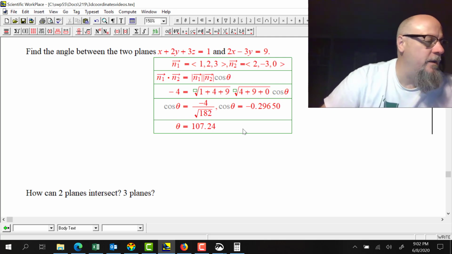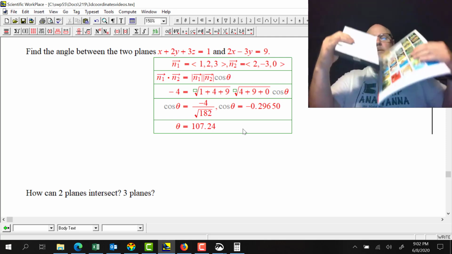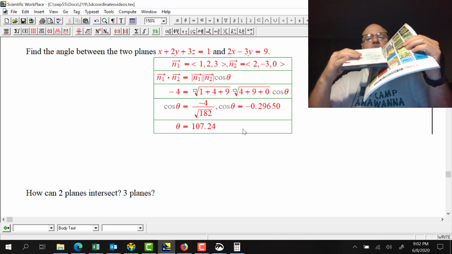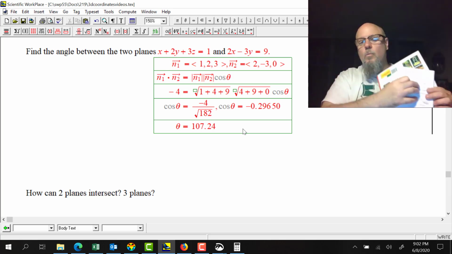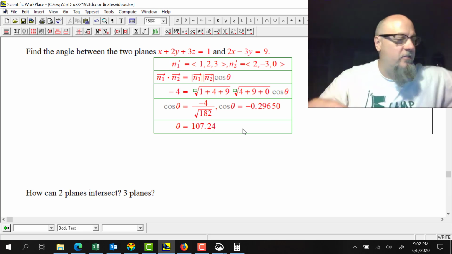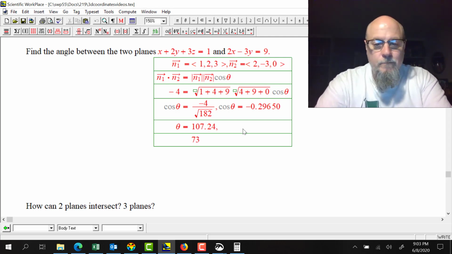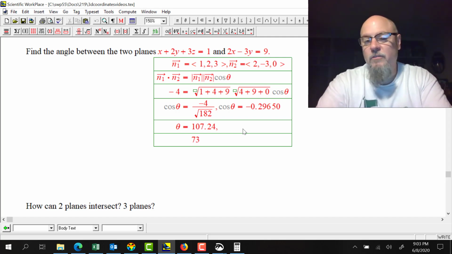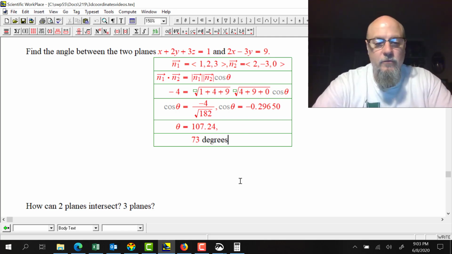If we say that the angle between them is 107 degrees, the planes are intersecting like this. It's giving us the big angle. We would want to express it as the small angle. So we're going to say 180 degrees minus 107. So our answer is going to be what? 73 degrees. And it might be nice if we work this whole thing out in radians instead. But we didn't, we used degrees.